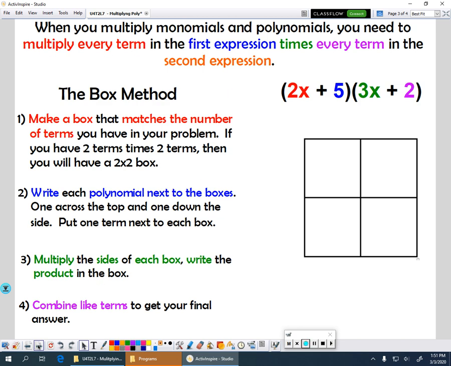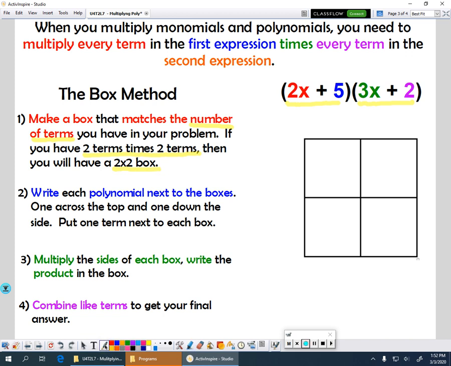Using your box method to multiply polynomials is just like what we've been doing when we completed our square or we multiplied perfect squares. So it's going to look very familiar to you. The only real difference with this is that when you have these polynomial expressions, you have to make sure that your box matches how many terms you have. Okay, so in this case, we need to make a box that has the same number of boxes as the terms. So if we have 2 terms by 2 terms, we need a 2 by 2 box.